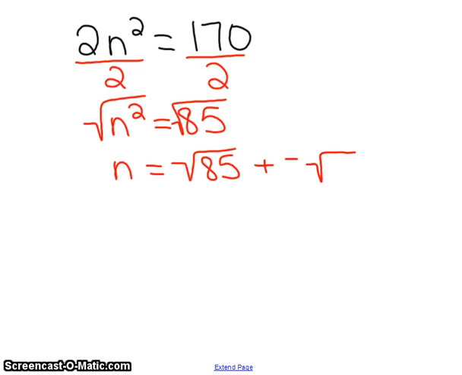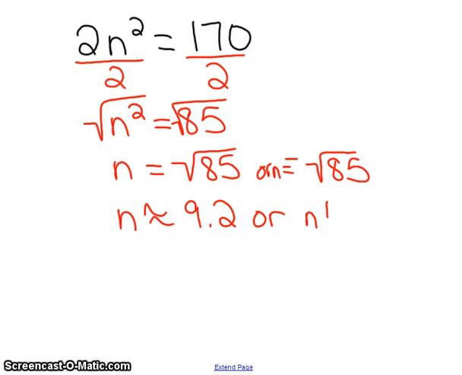Since this is not a perfect square, we're going to have to use our calculator, and we can just go out to the tenths place. So that means n is approximately equal to 9.2, or, oops, this should have been an or up here. Or n is approximately equal to negative 9.2.